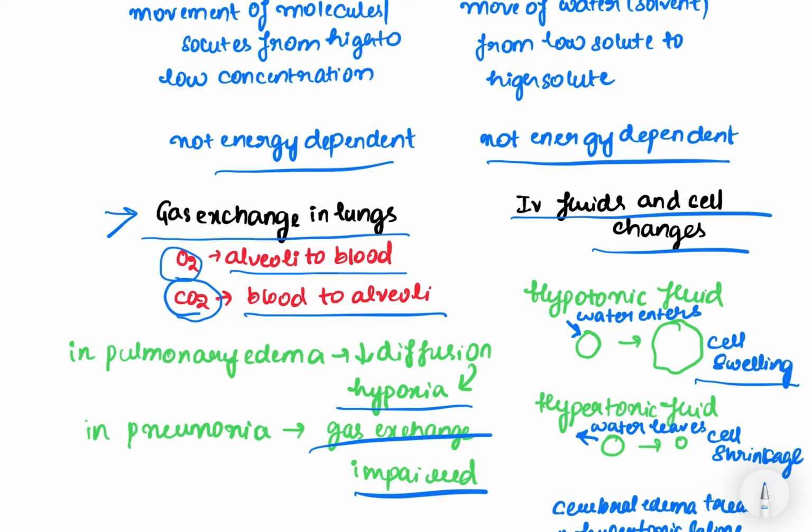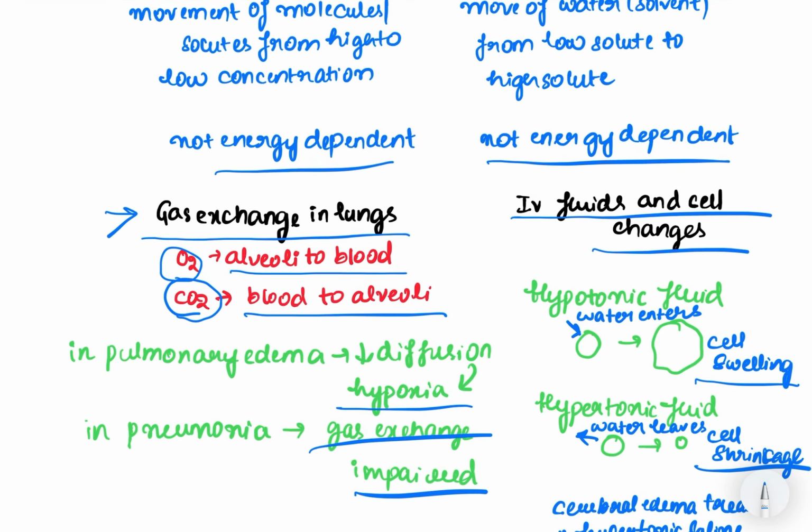And in hypertonic fluid, which has a high concentration, the water will leave the cell and go into this hypertonic solution. So it moves from low solute to high solute. That's why it leaves the cell and enters the outer fluid. So there will be cell shrinkage.